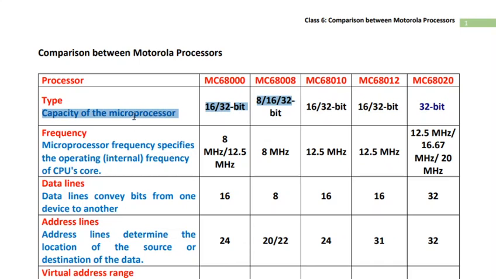Now, frequency. Frequency basically refers to the operational frequency of the CPU's core. So, microprocessor frequency specifies the operational speed of the CPU's core. It's often measured in hertz.